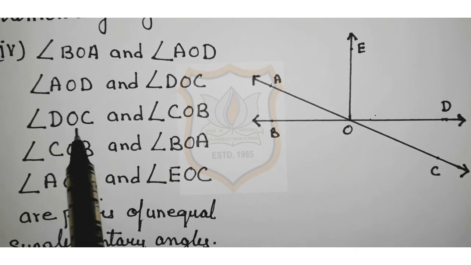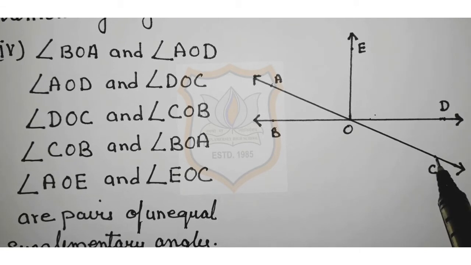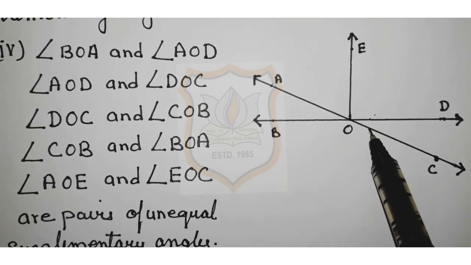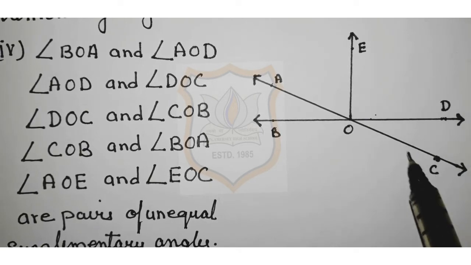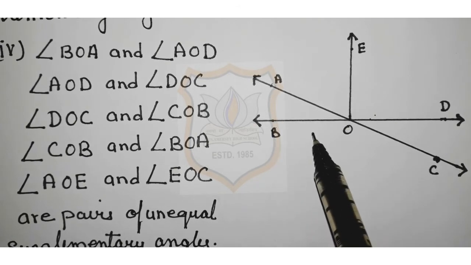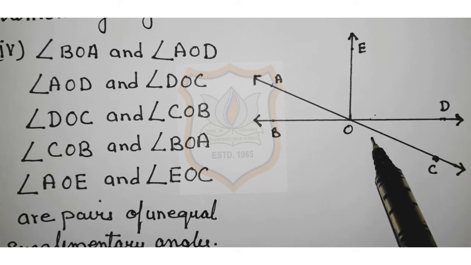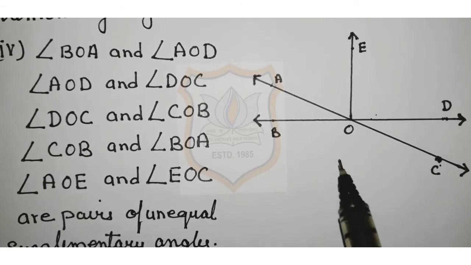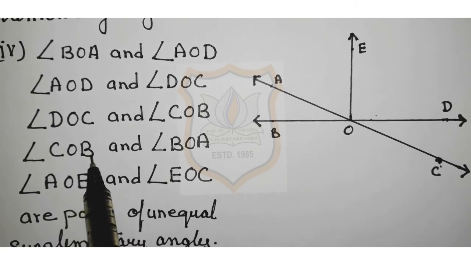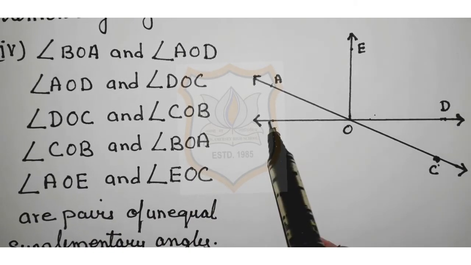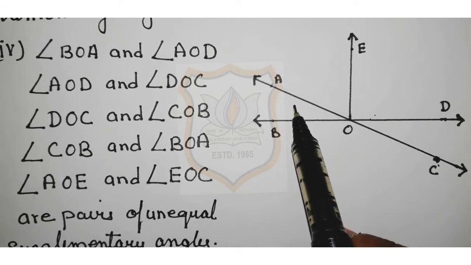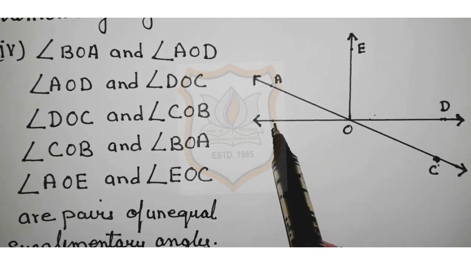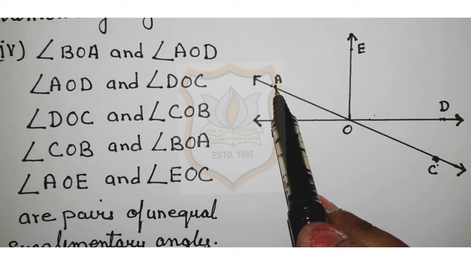Third one is DOC, this one, and COB, this one. Both of them are unequal supplementary angles. This one DOC is an acute angle and COB is an obtuse angle. But the sum of their measures is 180 degrees. They are supplementary but unequal. Another one is COB and BOA. They both are unequal supplementary angles because COB is an obtuse angle and BOA is an acute angle.